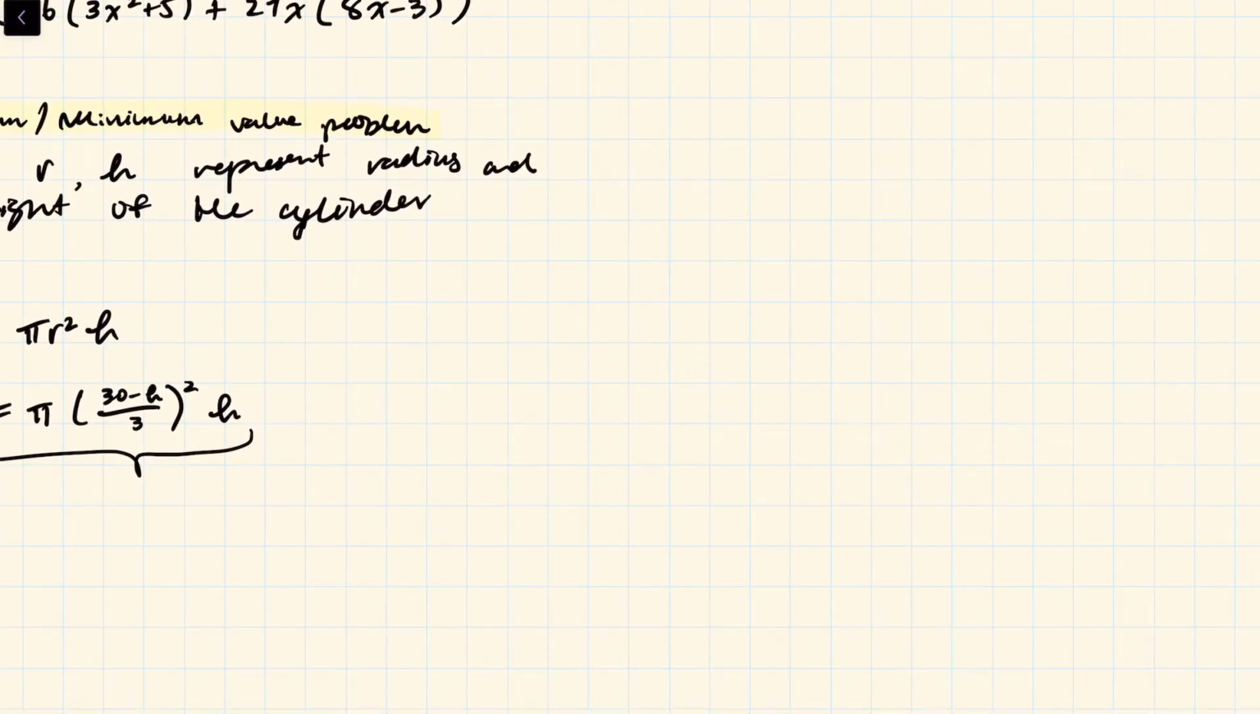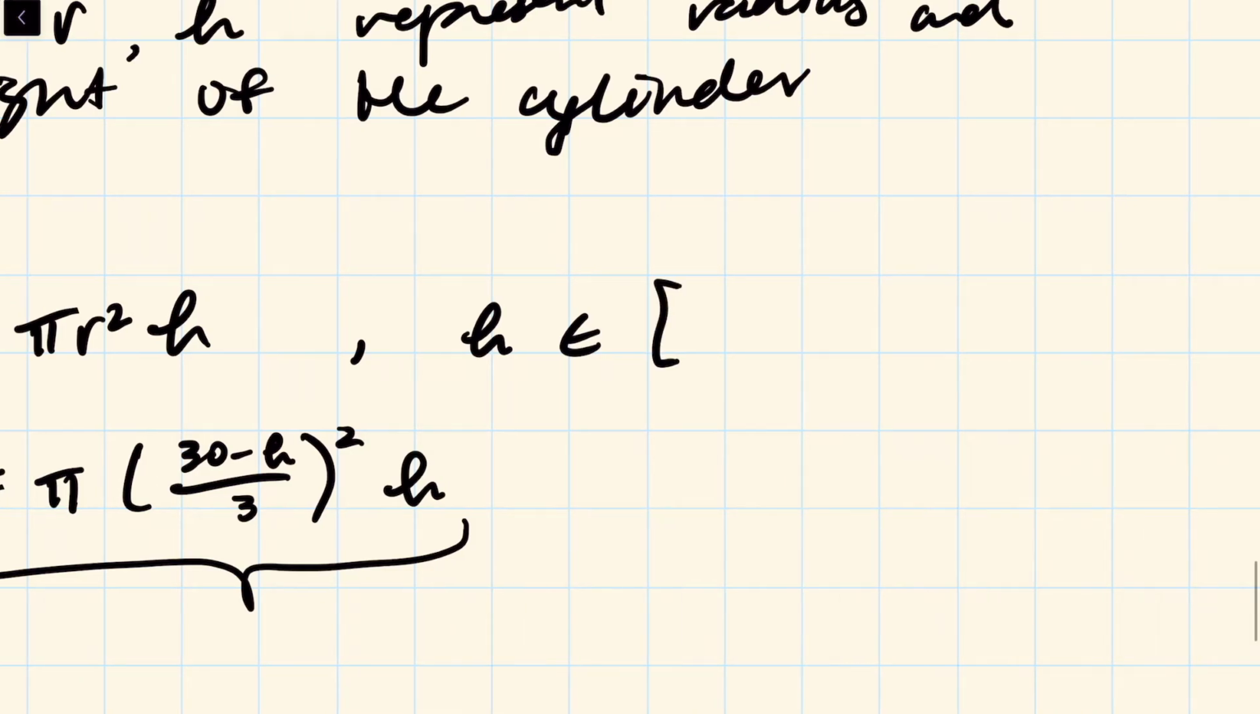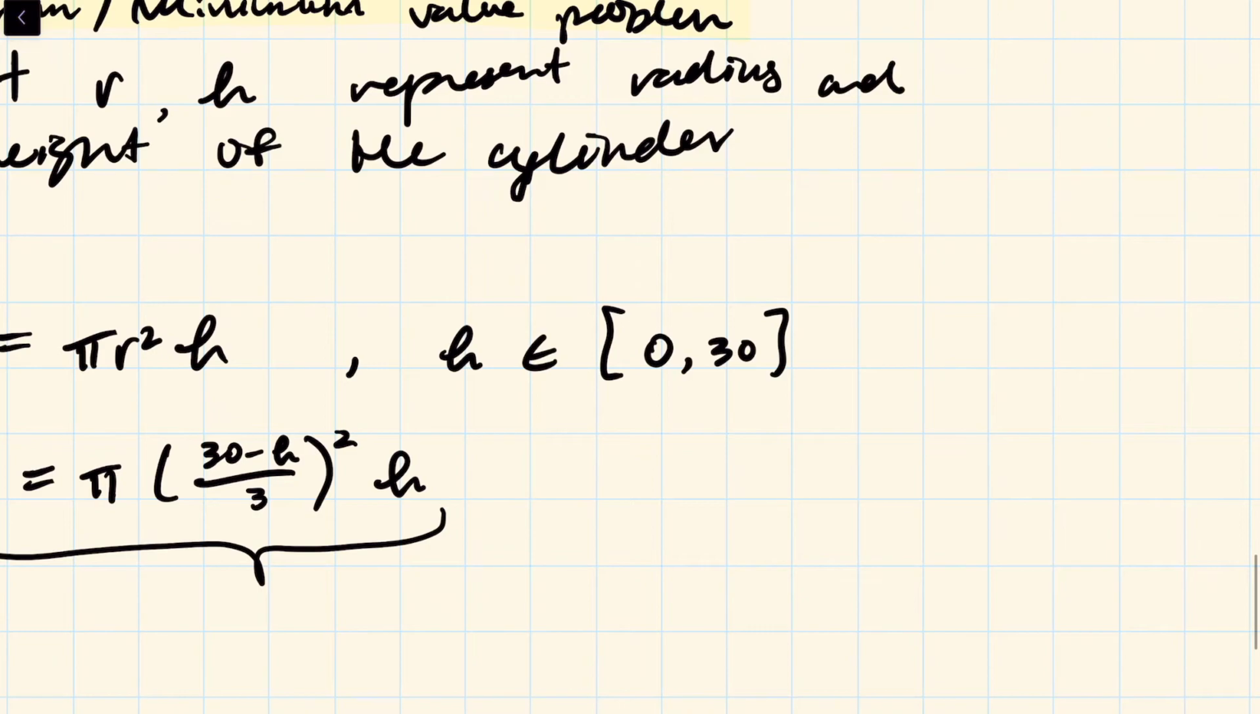We're actually also going to have to set restrictions. We have to say that h belongs to the closed interval 0 and 30, right? Because it can't be bigger, or else it's outside of the cone. It can't be smaller than 0, or else it's going like underneath it, right?